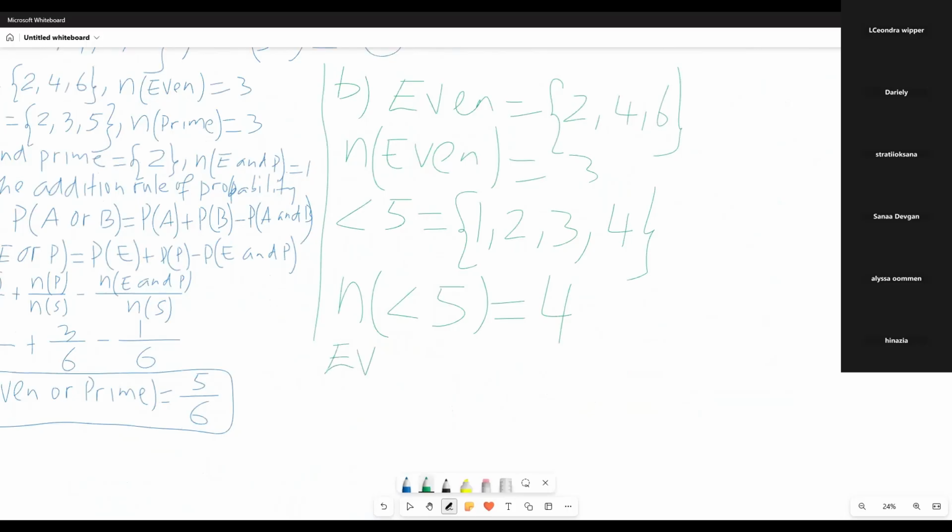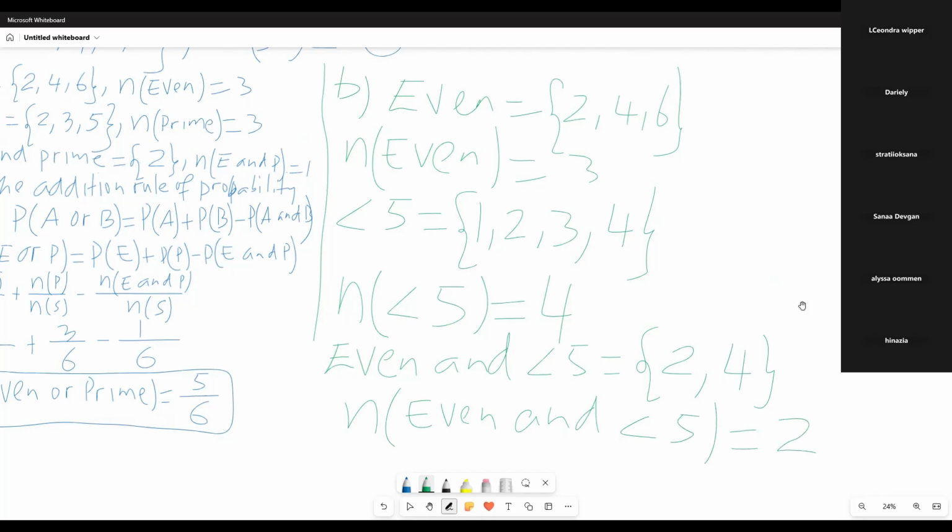So you have even and less than 5. You got 2 and then 4. So n of even and less than 5 equals 2 because you got 2 outcomes. Is this clear? Now let's find the probability.